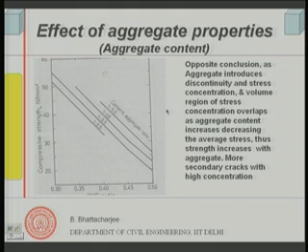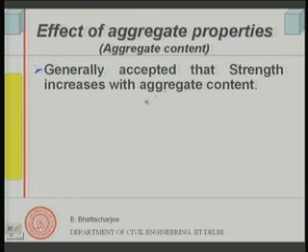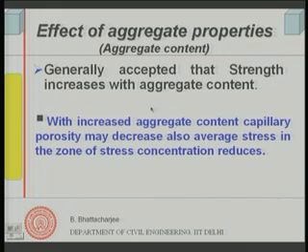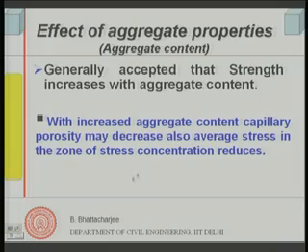Okay. Now, generally accepted is the second idea. Generally accepted is that strength increases with aggregate content. Especially in normal strength concrete with increased aggregate content, capillary porosity, is the third explanation also given, is that increased aggregate content may reduce the capillary porosity, because capillary porosity is essentially a part of the paste system, and therefore, it might reduce the capillary porosity and may also decrease the average stress in the zone of stress concentration. Okay, more cracks are formed, and therefore, it can absorb a lot of energy. All this put together has been the general idea accepted in normal strength concrete.